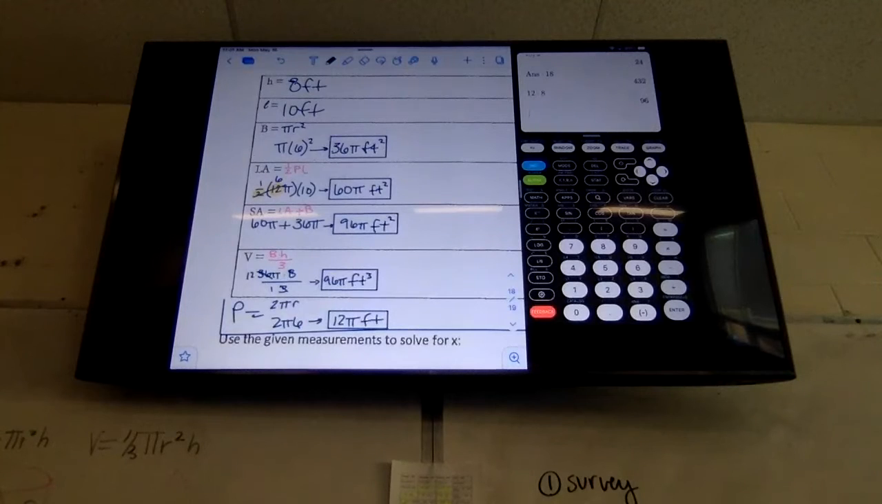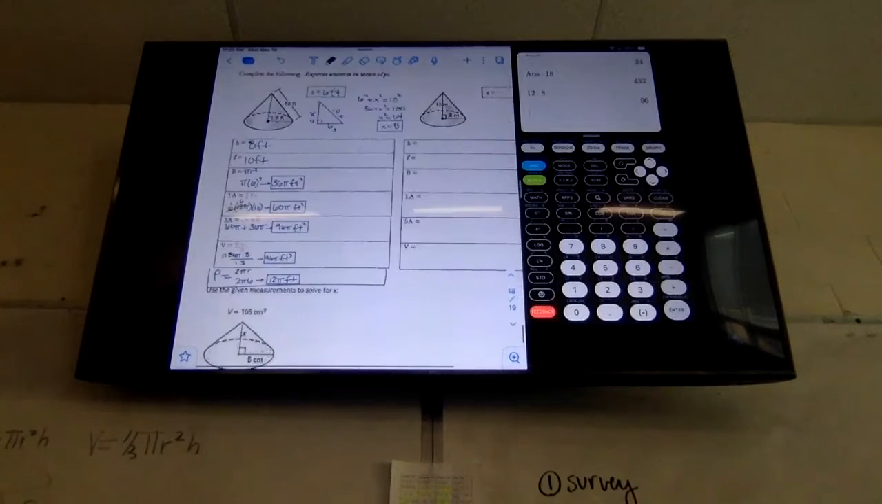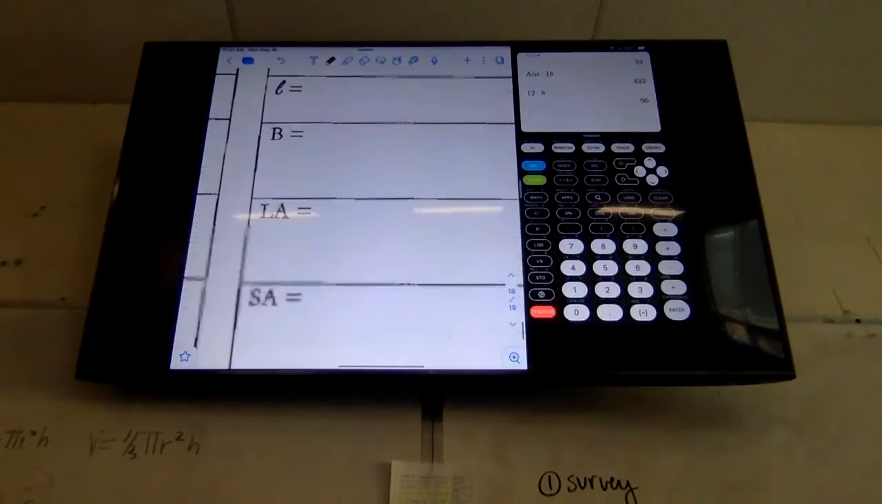Okay, can you start the next one? I'll write the little formulas and then I'll join you in a second. Don't forget to also do P. I know he's not on there.